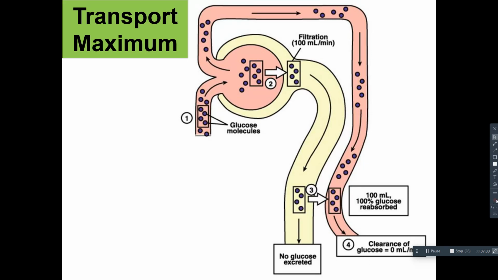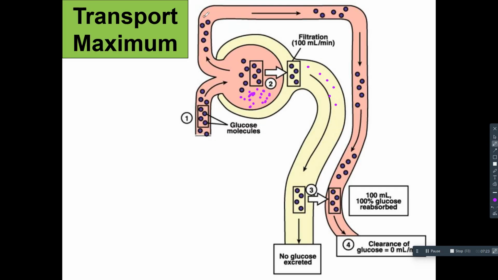Okay? But let's say we had an untreated diabetic here. And this untreated diabetic had a whole lot more glucose molecules in their blood. A whole lot more. All right? All these new purple dots represent a whole lot more glucose, meaning there's a whole lot more glucose in the filtrate.